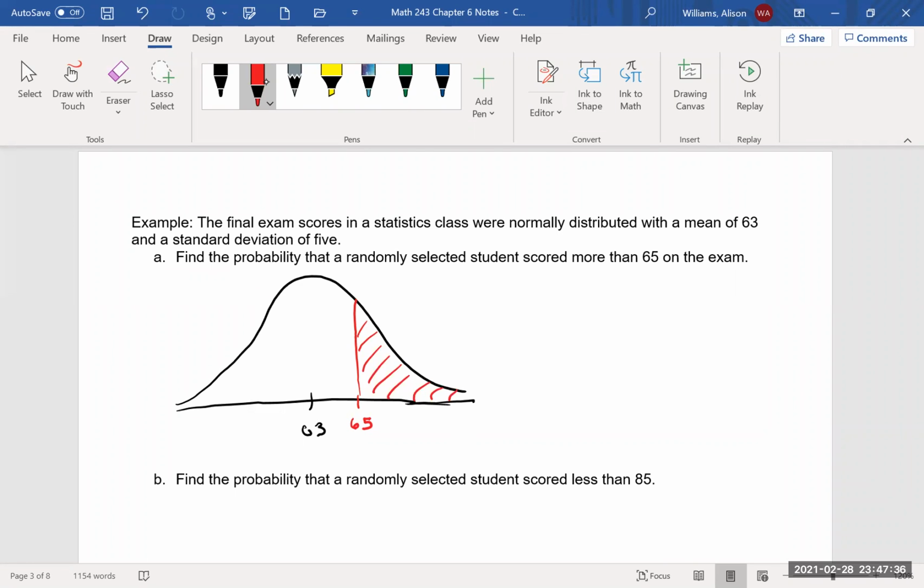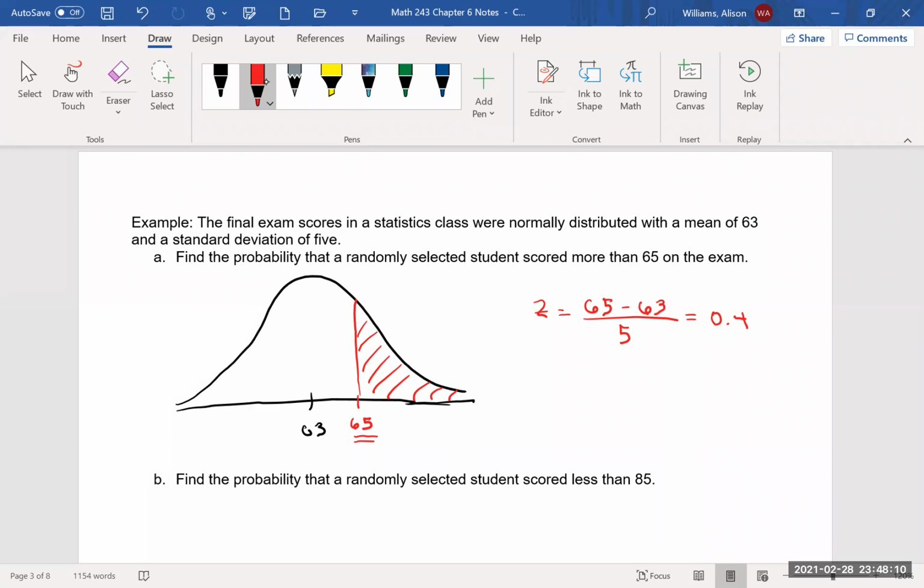So here's what we're going to do. We need to find the z-score for this because I can't use the table unless I'm talking about the z-score. So the z-score is going to be 65 minus 63 all over the standard deviation of 5. So that's going to give me 2/5, which is 0.4. So that's my z-score I'm going to look up off the table.